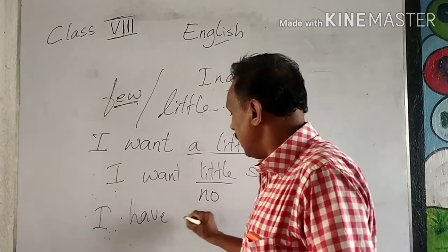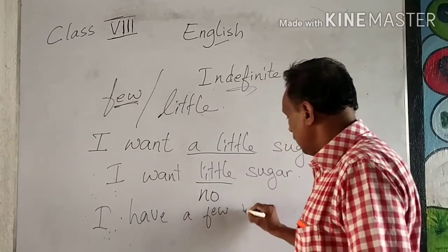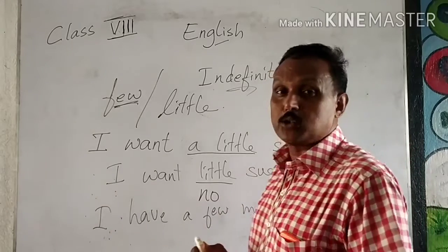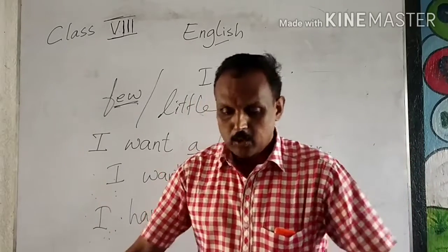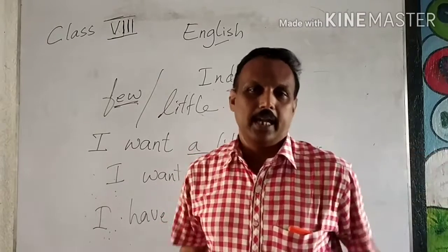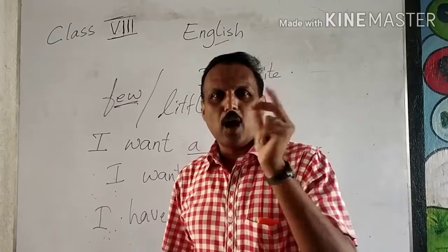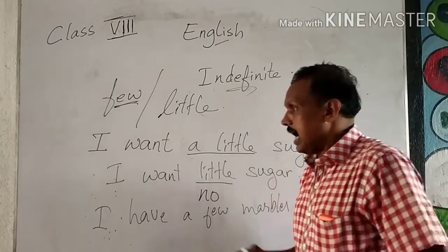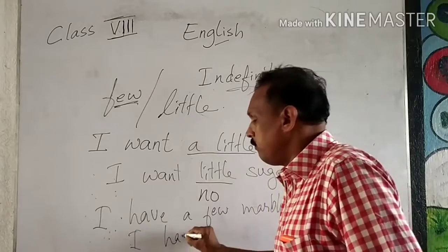"I have a few marbles." I don't know whether you know about marbles. Last time I asked one student, what is a marble? He told me, you put it on the floor. Marble is that thing which boys used to play with. It is round, made of glass. "I have a few marbles," and the next one, "I have few marbles."